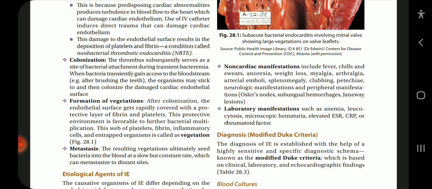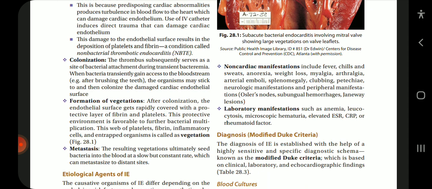Okay. Now colonization will occur. In colonization, the thrombus subsequently serves as a site of bacterial attachment during transient bacteremia. When bacteria transiently gain access to the bloodstream, for example by brushing the teeth, the organism may stick to and then colonize the damaged cardiac endothelial surface.